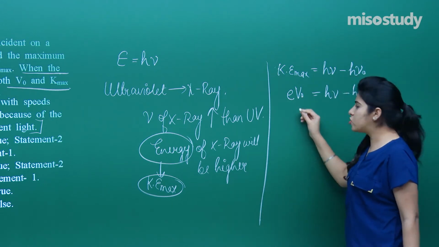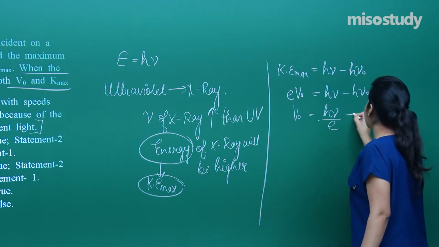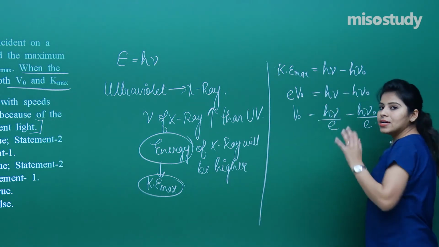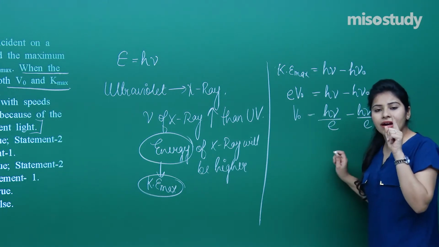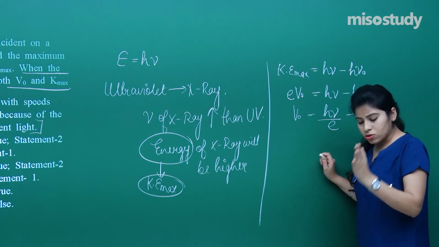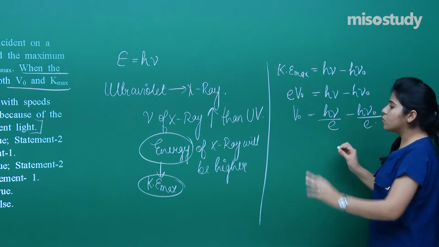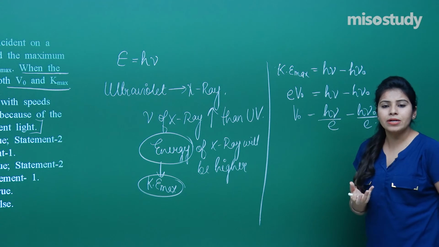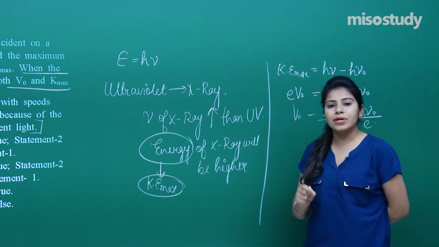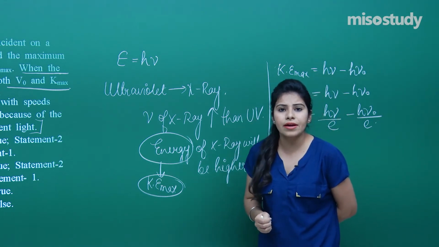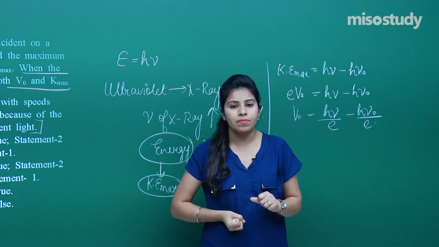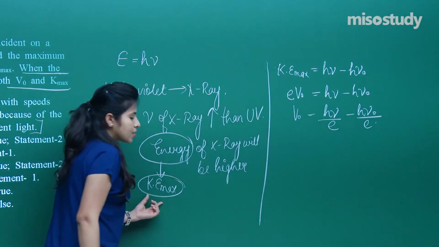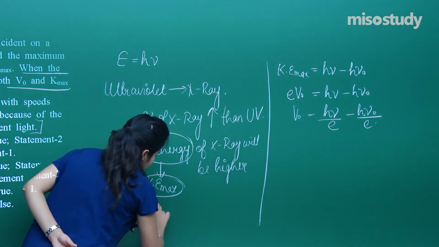So if I talk about the stopping potential, I can write it as h nu by e minus h nu naught by e. Now you will see that because the kinetic energy is increasing, if the energy of the incident photon is high, then photoelectrons will be emitted with higher energy, and because they are emitted with higher energy, you need to apply more energy to stop them. So that means your stopping potential would also be high. We can directly conclude from there that since the kinetic energy is maximum, the stopping potential will be maximum.